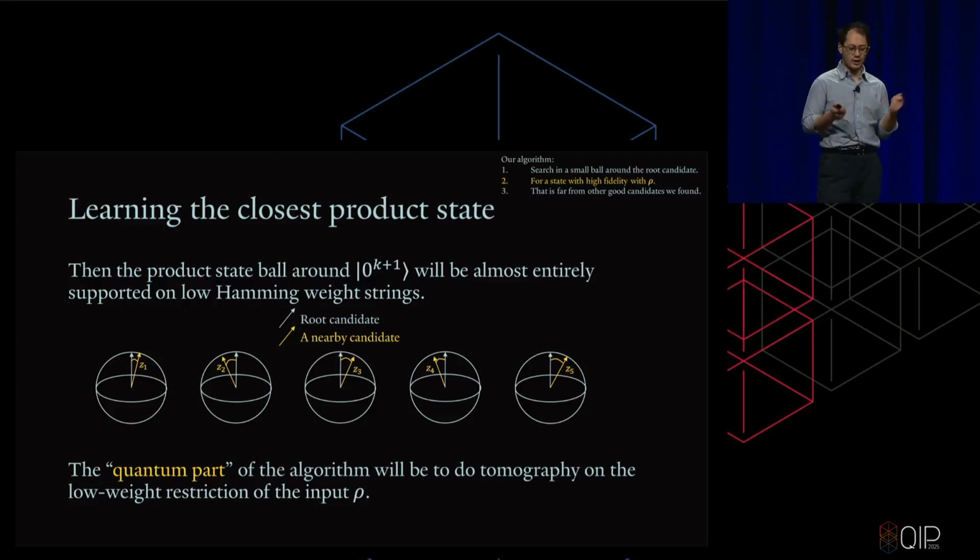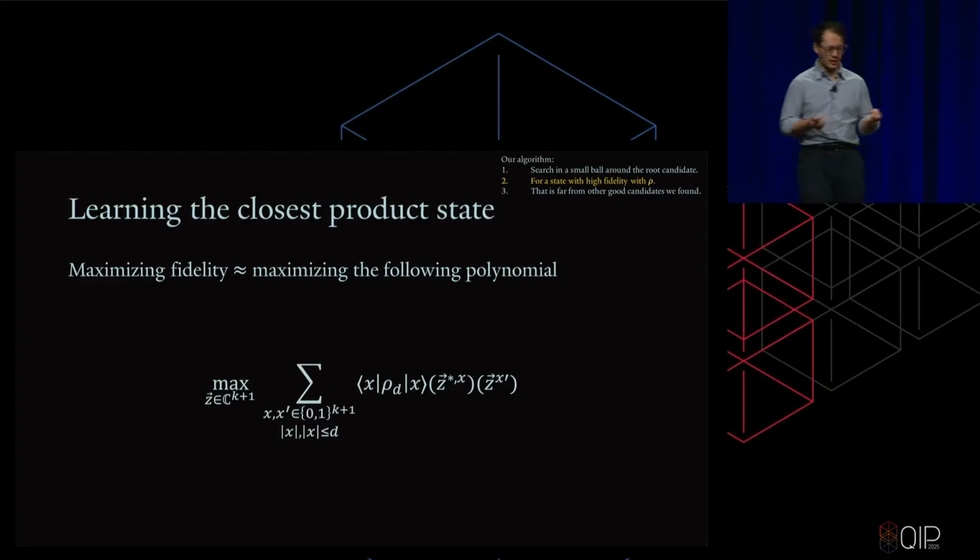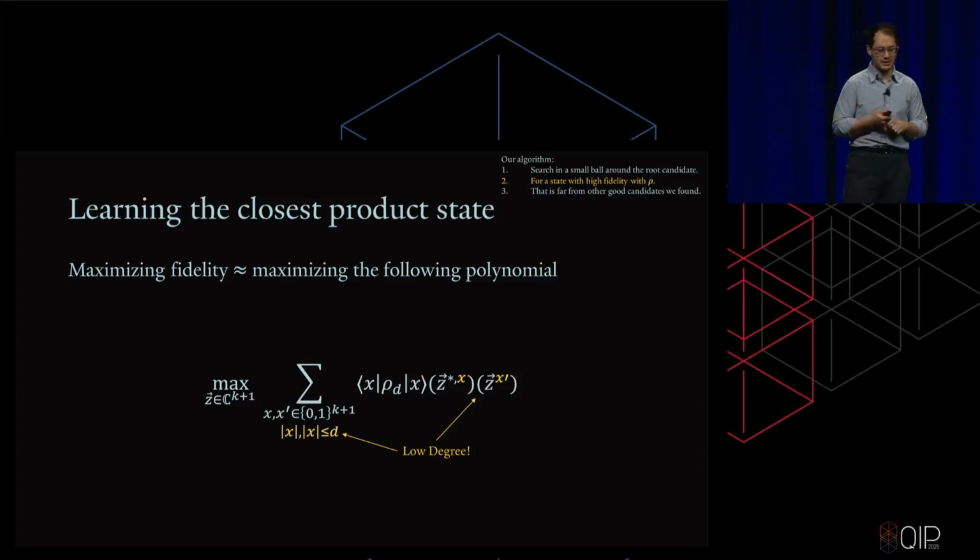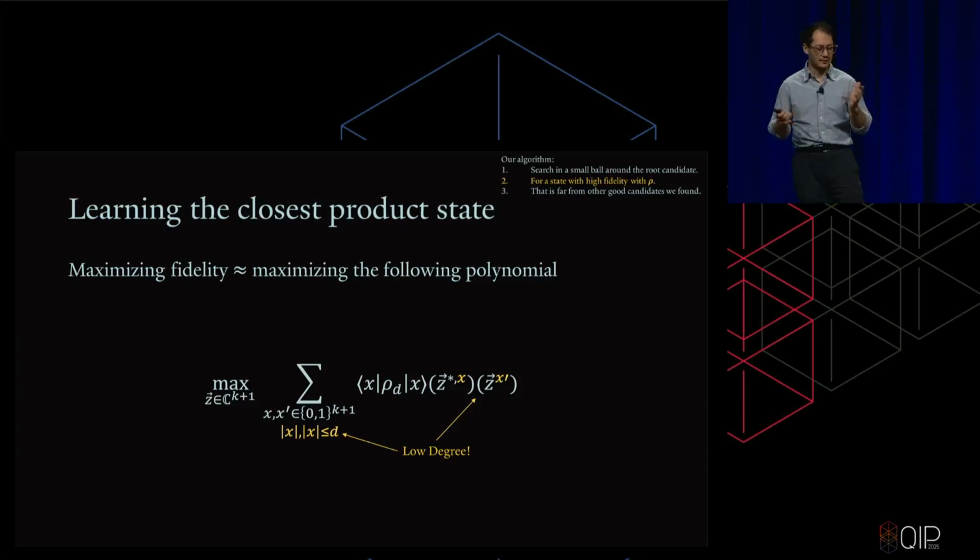Once I've done that, I'll have learned some coefficients that I can plug into this polynomial, and this comes from just writing out the fidelity. You can write the definition of the fidelity and then truncate all the terms that are too large, and you roughly get this polynomial. Because of the thing I mentioned in the last slide, this is a low degree polynomial. So d is something that only depends on epsilon and also the maximum fidelity with the product state. There you go. Now all I have to do is do tomography on this low degree subspace and then optimize this polynomial, and it'll spit out for me some good product state approximation on k plus 1 qubits, and then I do this main loop, and so on.